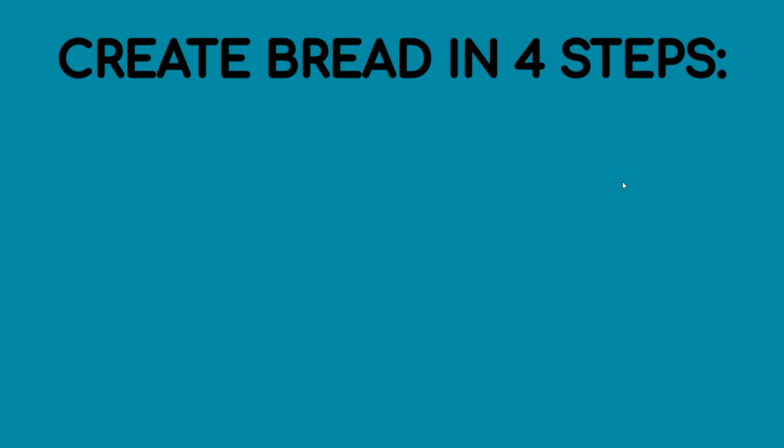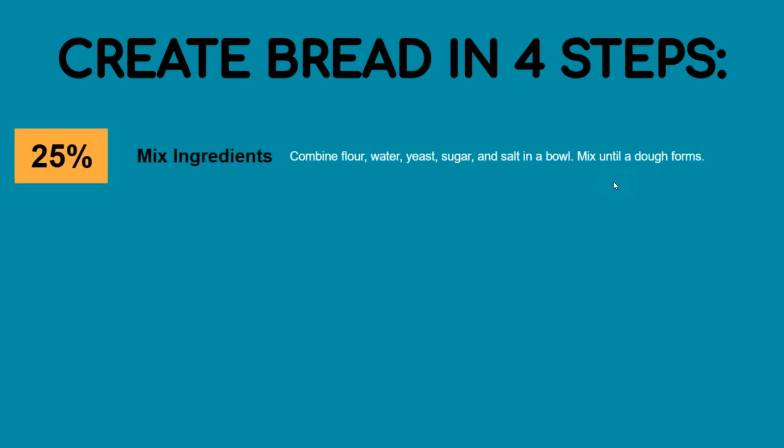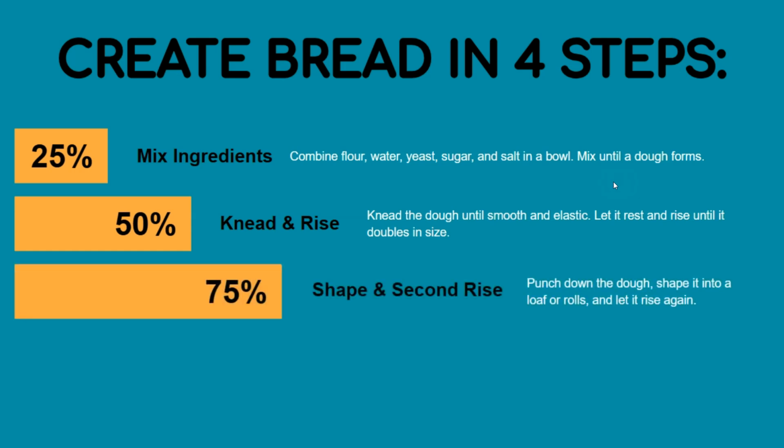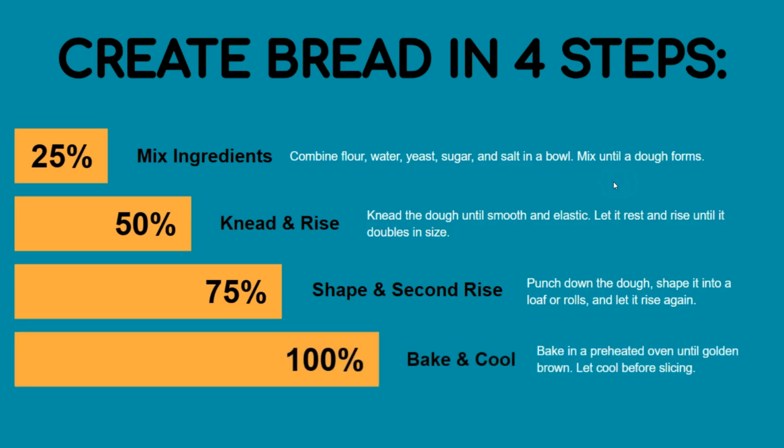Here we have a process of 4 steps, and we have the progress bar to represent that. So we have 25%, we are still mixing the ingredients to create this bread. 50% would be to knead it and to let it rise. 75% is to shape and then to let it rise again. And finally, to bake it and cool it before slicing.